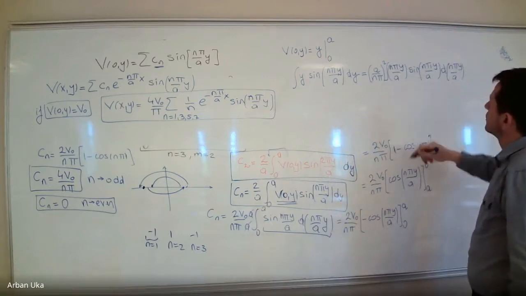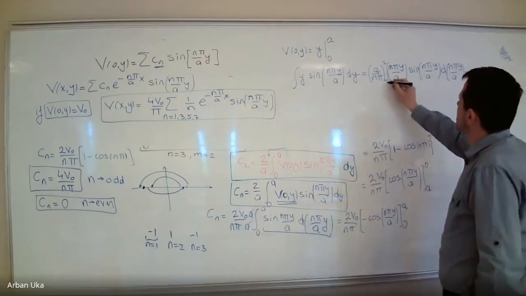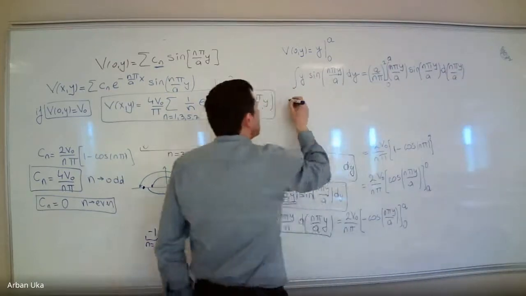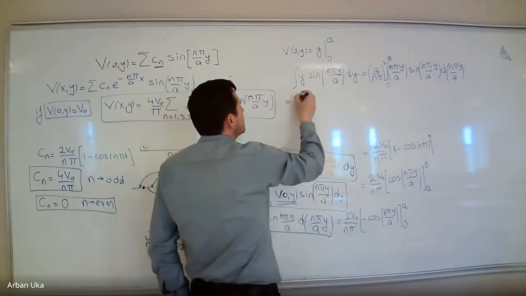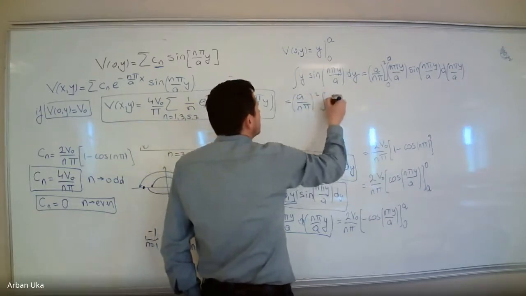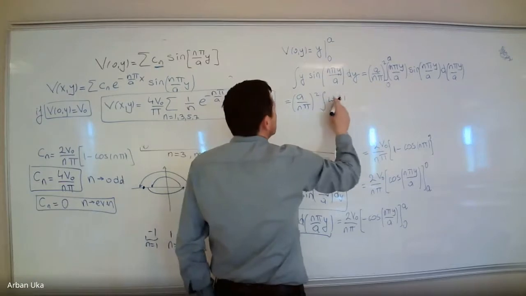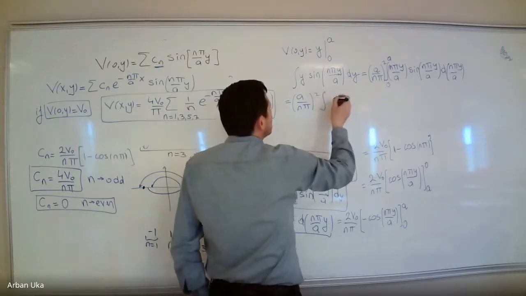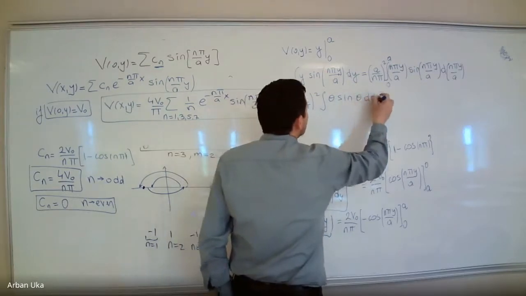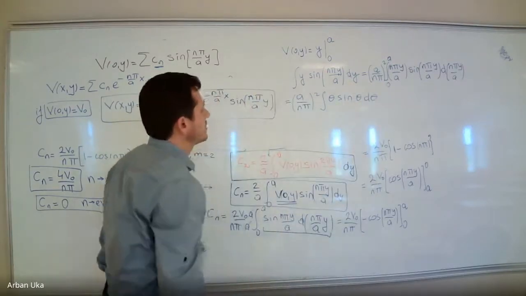At this stage, we can do a change of variables, and let's not forget this is from 0 to a. Now we can denote a new variable. This is equal to a over n pi, whole squared, times theta sine theta d theta. Okay, so let's assume this is the case.